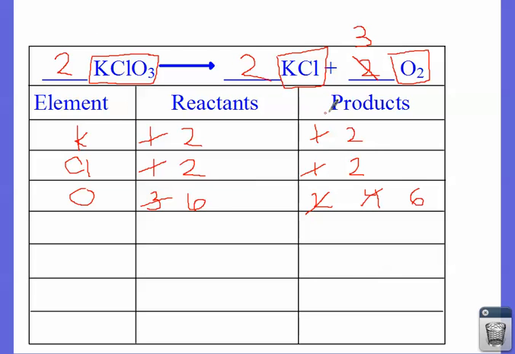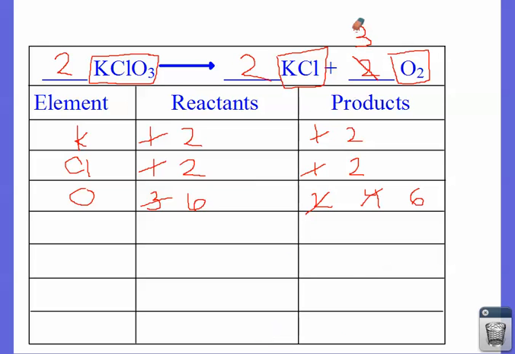After you think you have it balanced, go back one more time and just recount everything to make sure you didn't make an error. So 2 times 1 is 2, good. 2 times 1 is 2, good. 2 times 3 is 6, that's good. 2 times 1 is 2, 2 times 1 is 2, 3 times 2 is 6, so I'm good. So this is balanced.